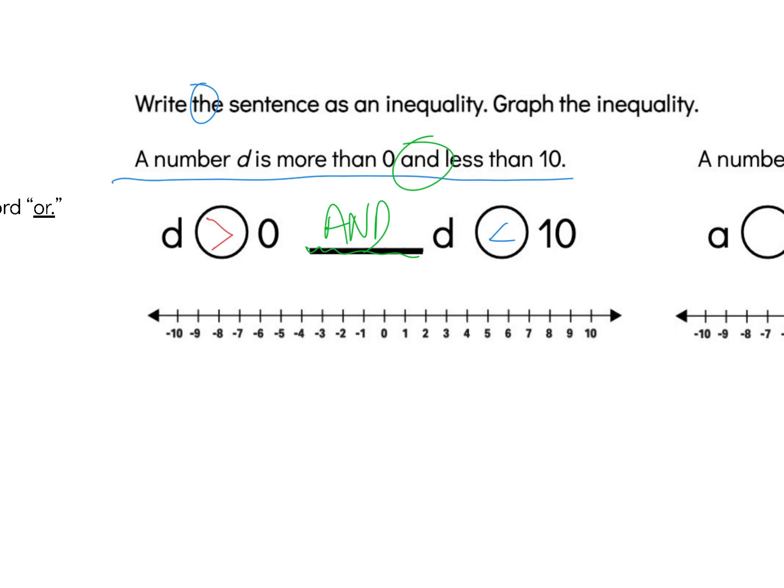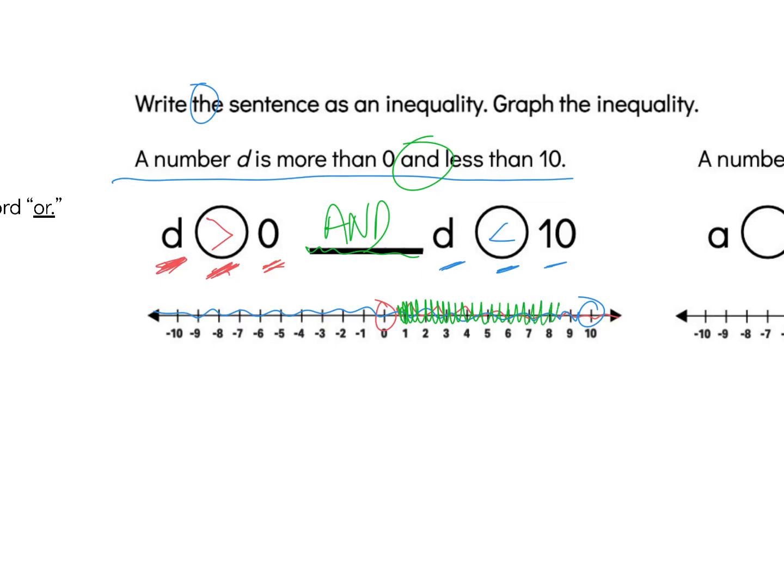So here we go. Let's do an open dot on 0. We're going to shade that way. We're going to shade the numbers that are bigger than 0, greater than 0. And then over here, all the numbers that are less than 10. Open dot on 10, we're going to shade this way. Now, I've intentionally gone through that dot and through this dot so that we can then decide, okay, what is the answer? It's going to be just this part.